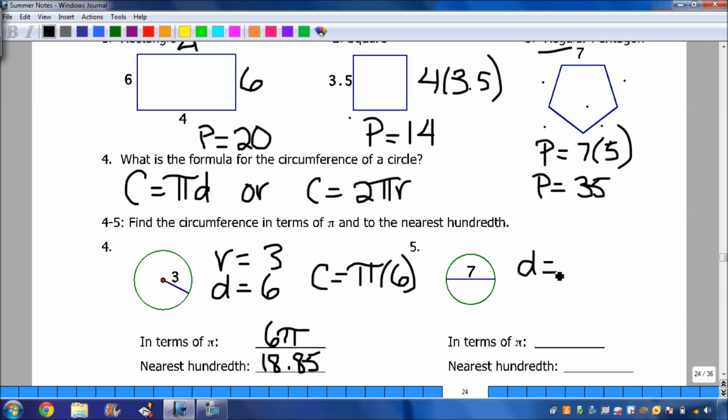Okay, same thing with number 5. The diameter is 7, so the circumference is 7 pi. Round that to the nearest hundredth, you get 21.99.